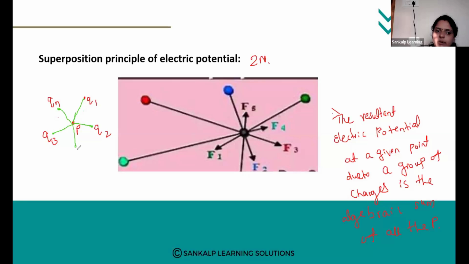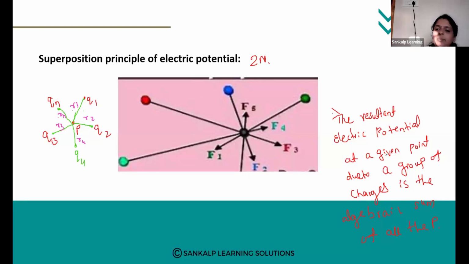If you want, we can consider one more charge, that is Q4. So let Q1, Q2, Q3, Q4 up to Qn be the point charges at distances R1, R2, R3, R4 up to Rn, right?